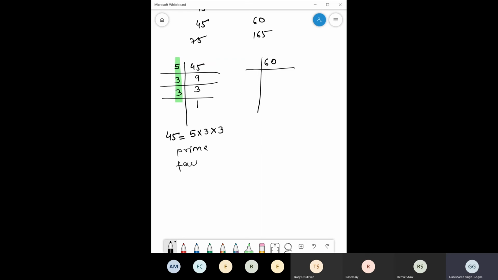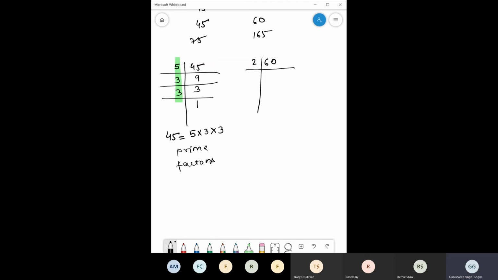Why do we call them prime factors? Because they are all prime numbers. 3 is a prime number, 5 is a prime number. You need to find the prime factors in order to get the highest common factor. For example, I cannot use 15 here instead of 5 because 15 is not a prime number. Okay, so let's find the prime factors of 60 now.